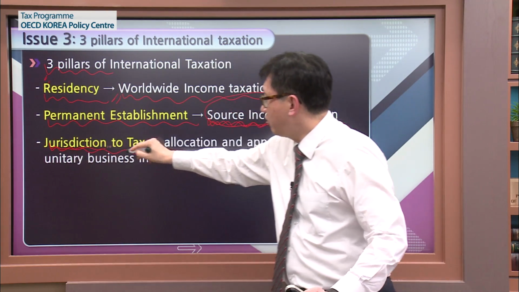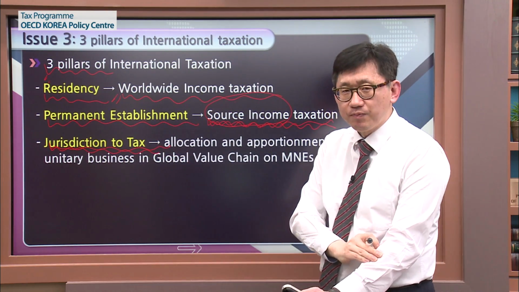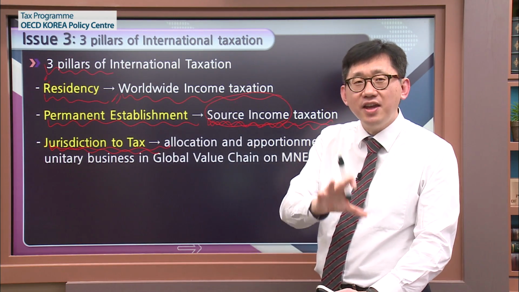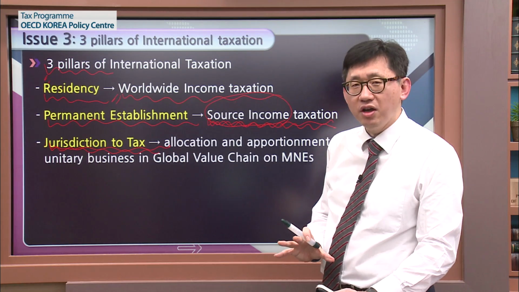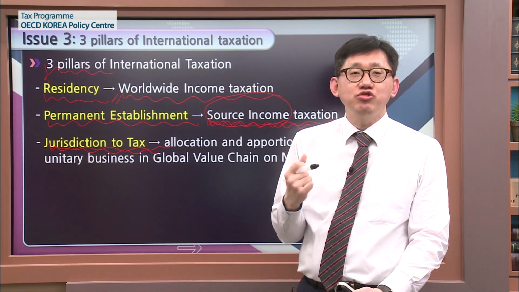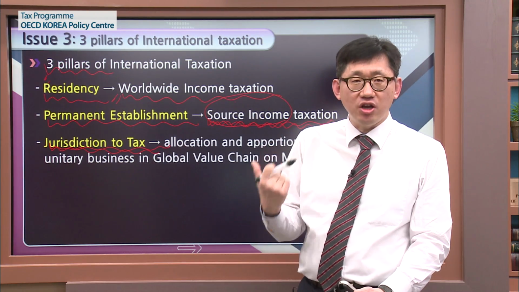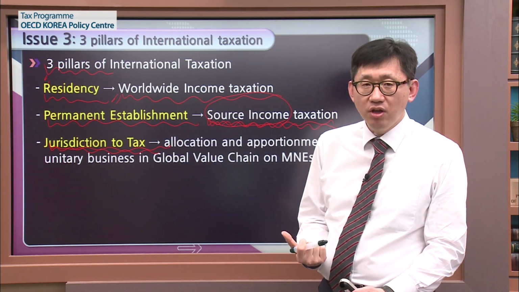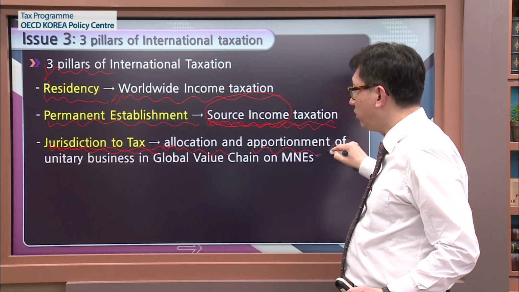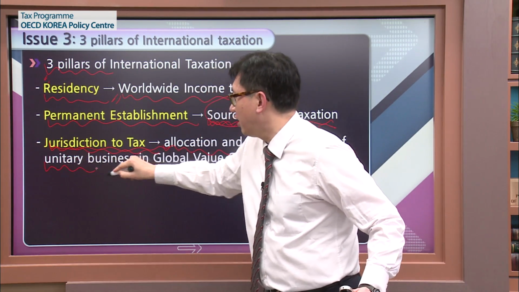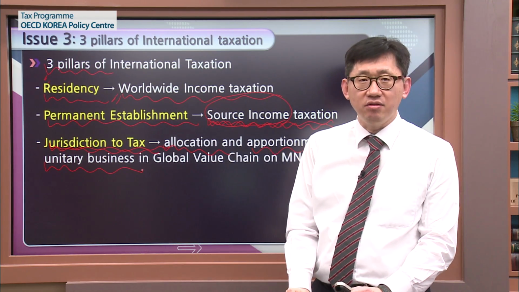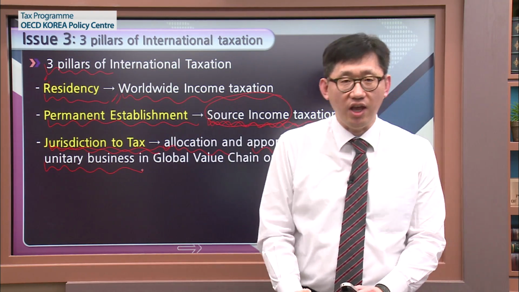And jurisdiction to tax. If the international market is diverse and several international markets are involved, then many international tax authorities require their fair share of tax as a fair share of their distribution. So in that case, allocation and apportionment of the multinational enterprise's business in the global value chain of M&A. That is jurisdiction to tax.